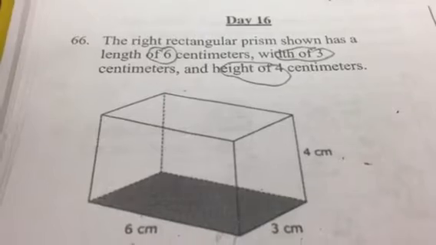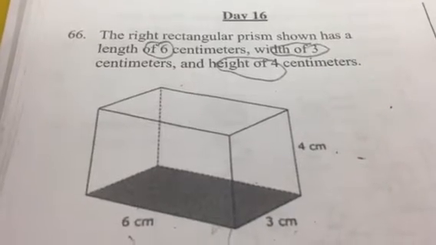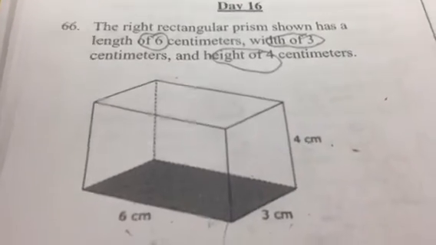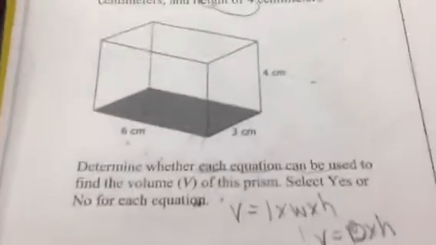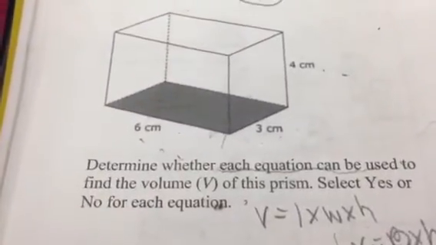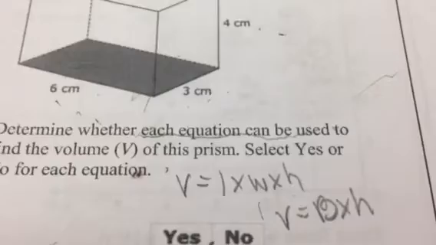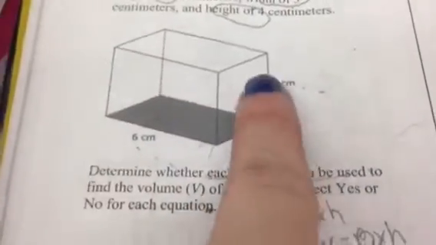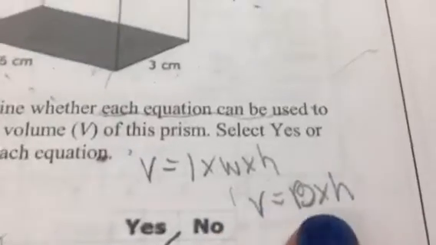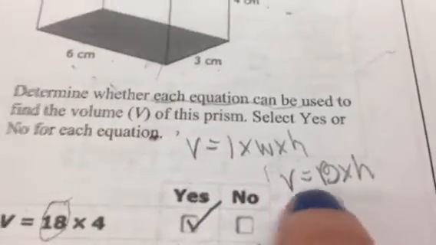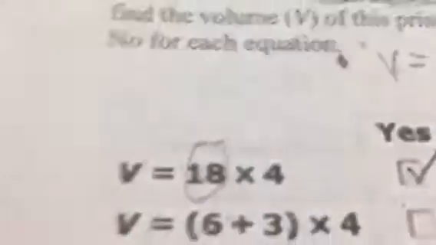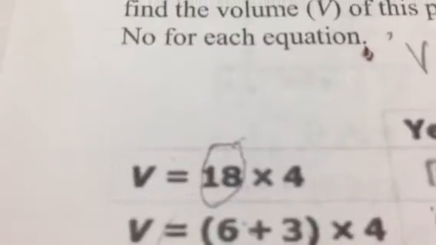Okay, so the right rectangular prism shown has a length of 6 centimeters, a width of 3 centimeters, and a height of 4 centimeters. I'm going to determine which of the equations can be used. I know that volume is equal to length times width times height, or volume is equal to big B times H. Remember that big B represents your base, and there's my base, so 6 times 3 is my base. When I look at the first response, it says 18 times 4.